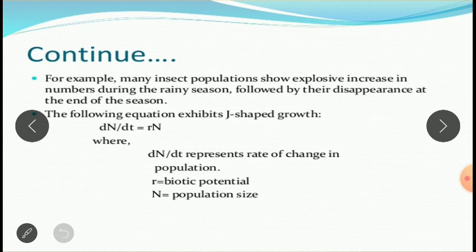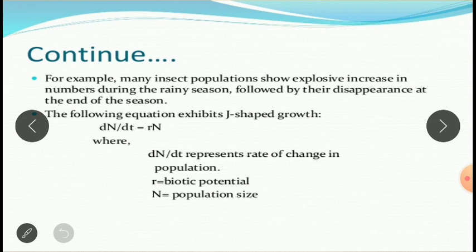For example, let us take another example here. Many insect populations show an explosive increase in number during the rainy season. You all must have observed those dragonflies. Now in the rainy season or in the summer season, usually when there is sudden rain, you can find many dragonflies, small insects which are attracted towards the light. But suddenly after that they disappear. So they are followed by their disappearance at the end of the season. That is nothing but exponential growth, you can say.